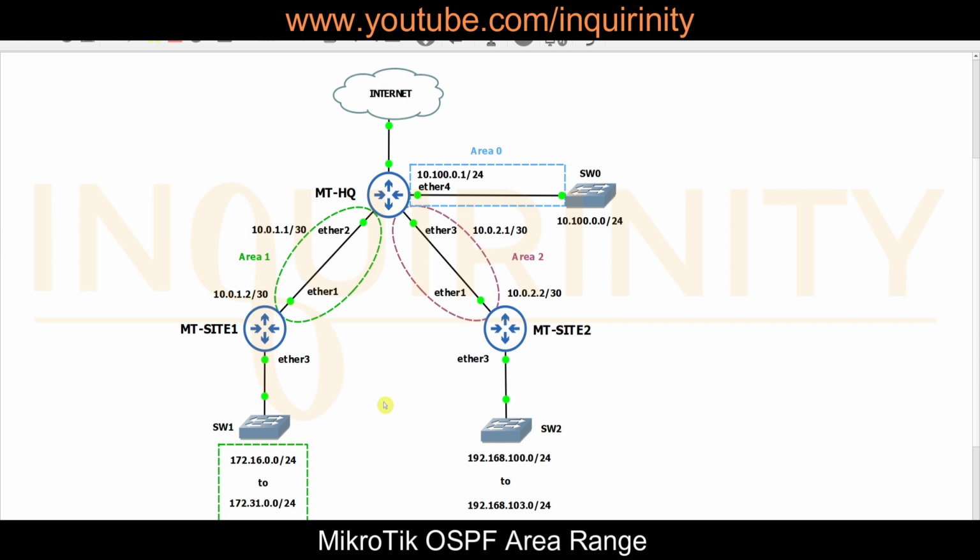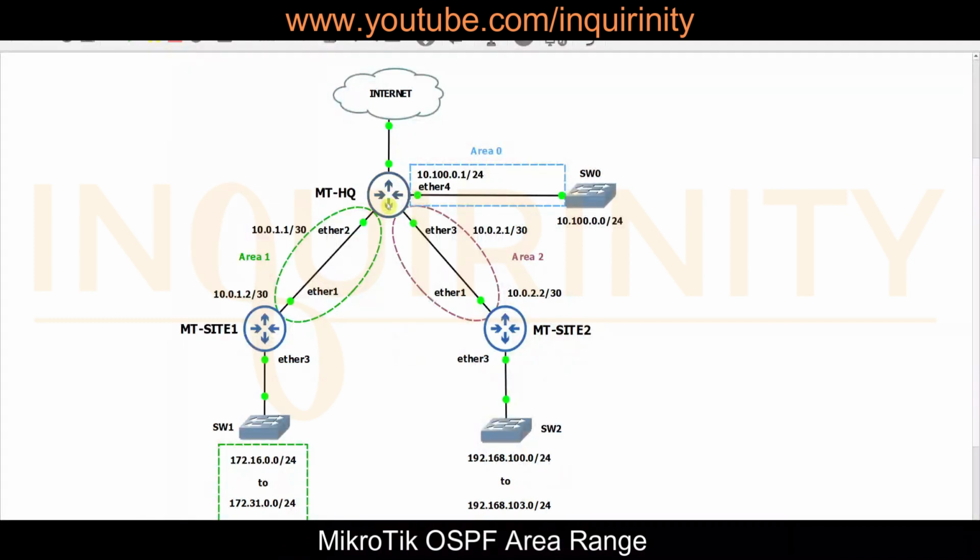We should do it on the ABR, and because of a collapsed diagram, we only have our MikroTik HQ as our area border router. So MikroTik HQ router is an area border router, so it has an area 1. So it is the area border router for area 1 as well as an area border router for area 2.